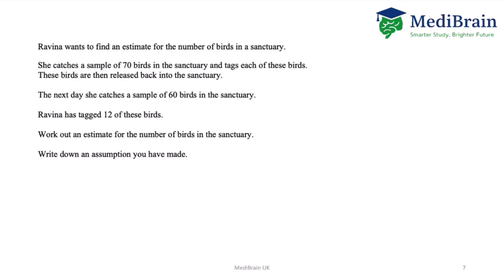This is one of the worded problems that you get. You don't normally tend to get worded problems in an exam, but these will always come up as worded. So she catches a sample of 70 birds in the sanctuary and tags each of them, and then releases them back into the sanctuary. So we've tagged them. The next day, she catches 60 birds in the sanctuary, and 12 of these birds have already been tagged. We need to work out an estimate for the total number in the sanctuary.